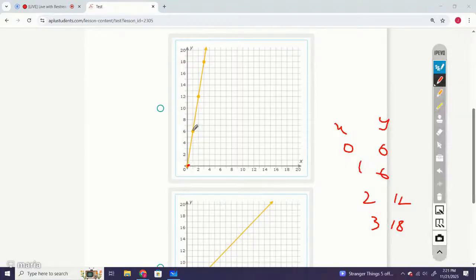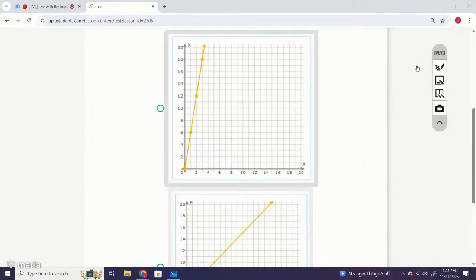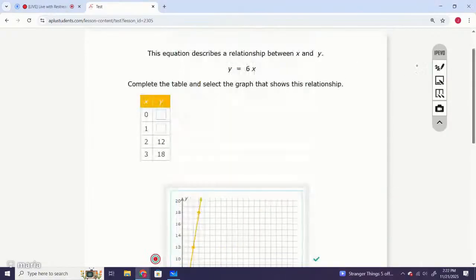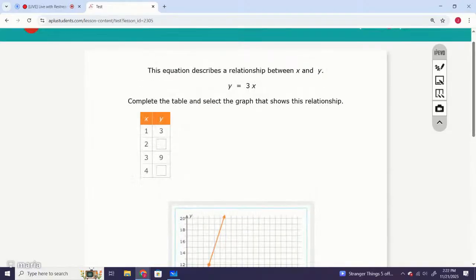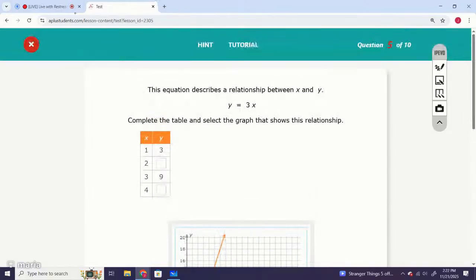Here we have 0, 0; x is 1, y is 6; x is 2, y is 12; and x is 3, y is 18. Option number 1 is the correct option. Okay, you can complete the lesson by yourself later today. Let's move to the next lesson.